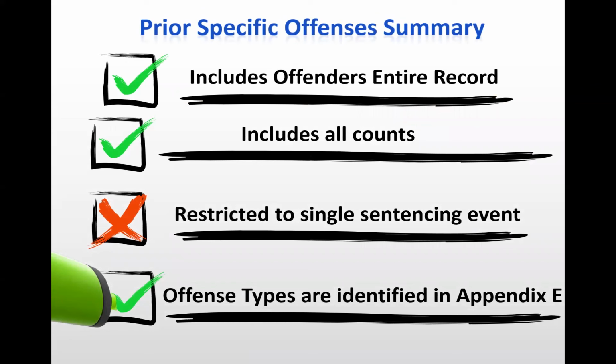So to recap, prior specific offenses include the offender's entire criminal history. It includes all counts and is not restricted to a single sentencing event. When users are trying to identify the offense types, they should always refer to Appendix E.